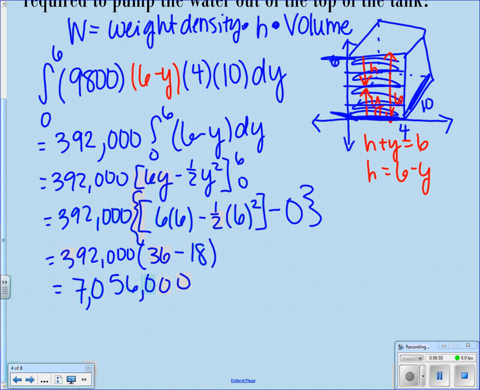And we're dealing with pumping something out. We're wanting to know how much work that is. So your units is going to be joules. So that's how you would set up that one. We'll look at another example.